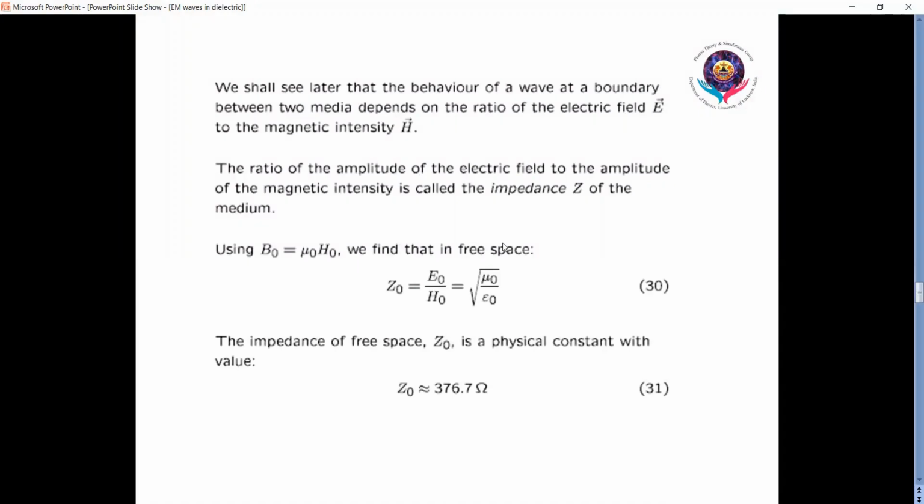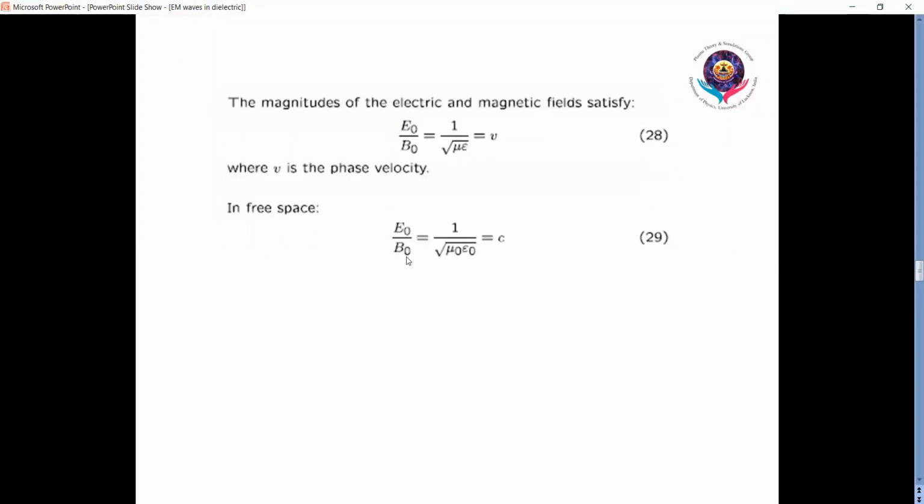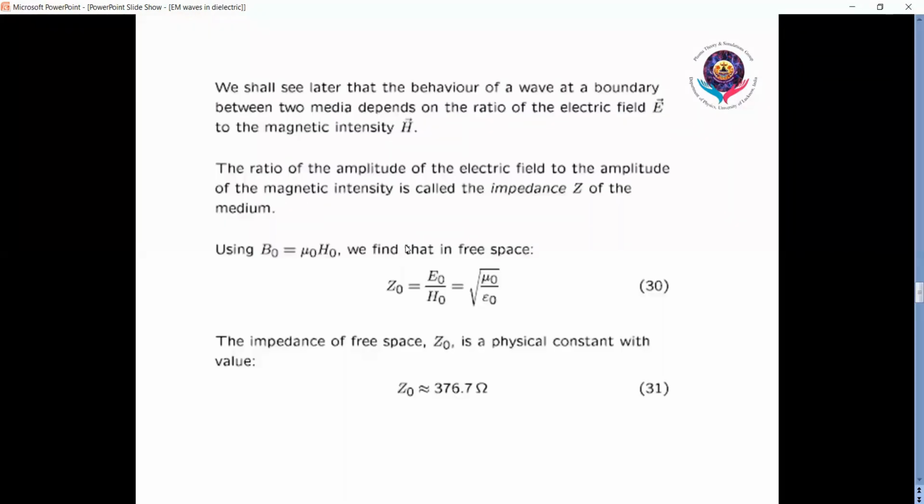Now, we can convert the magnetic field B into H. B is equal to mu 0 H. This is the relation between B and H. We convert that magnetic field into intensity. And this ratio is called the impedance. And the impedance of free space has a constant value of 376 ohm.